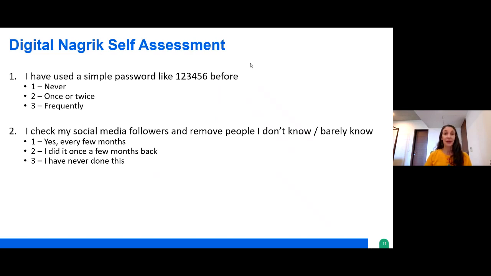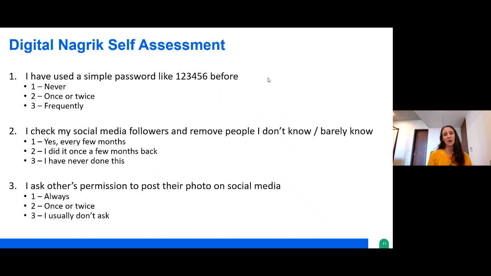And question number 3 is, I always ask others' permission to post their photo on social media. And we're going to talk a little bit later about why this is important. But if you always ask someone before you post their photo, give yourself a 1. And if you don't, you just post the photos from that great night that you had when you all went out for kebabs, but you didn't ask them if it was okay, you can give yourself a 3.